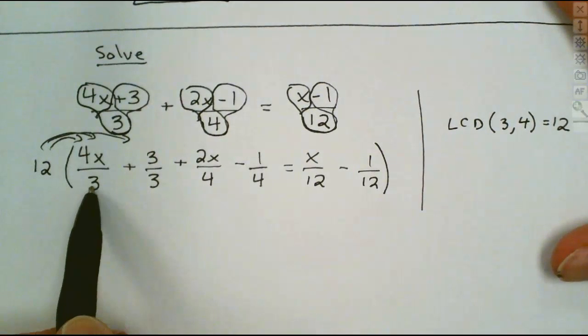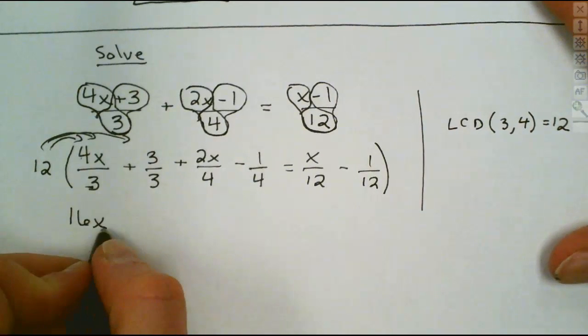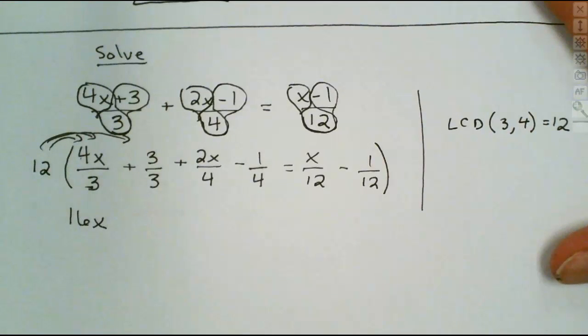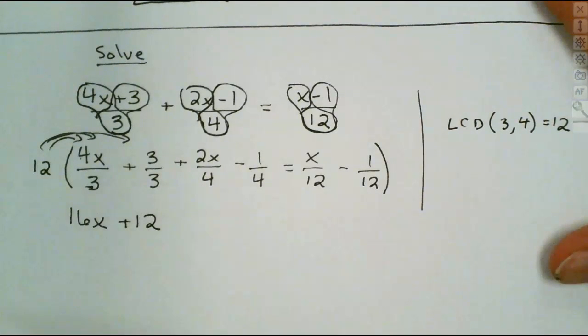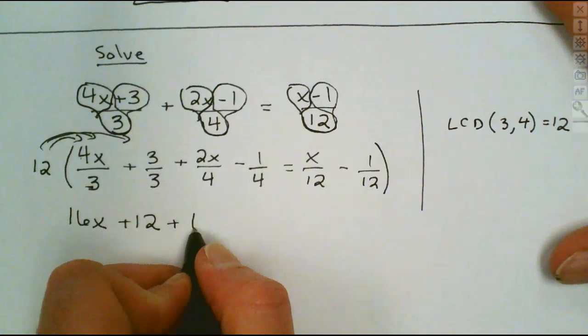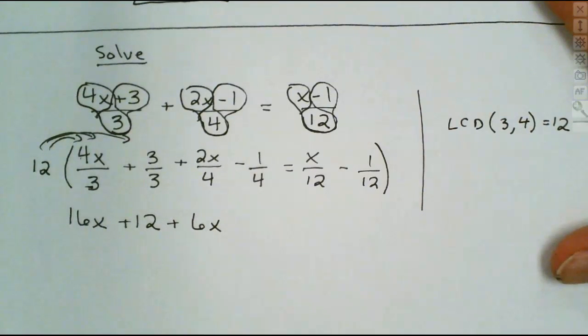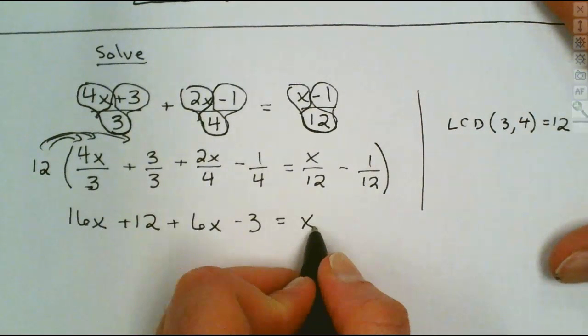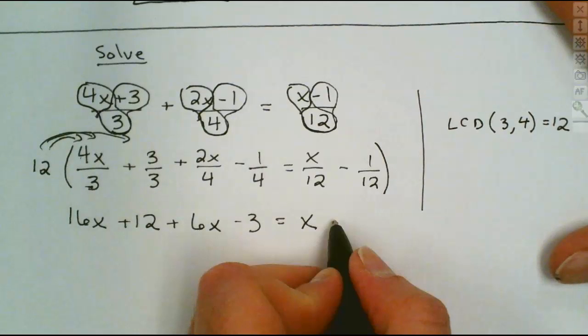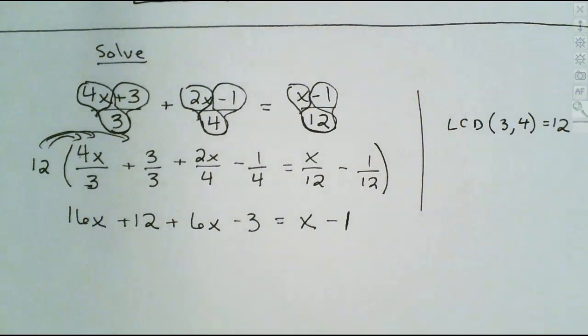12 divided by 3 is 4. 4 times 4 makes it 16x. 12 divided by 3 is 4 times 3 makes it 12. 12 divided by 4 is 3 times 2x makes it 6x. 12 divided by 4 is 3 times a negative 1 makes it a negative 3. 12's cancel, leaving you with an x. 12's cancel, leaving you with a minus 1.